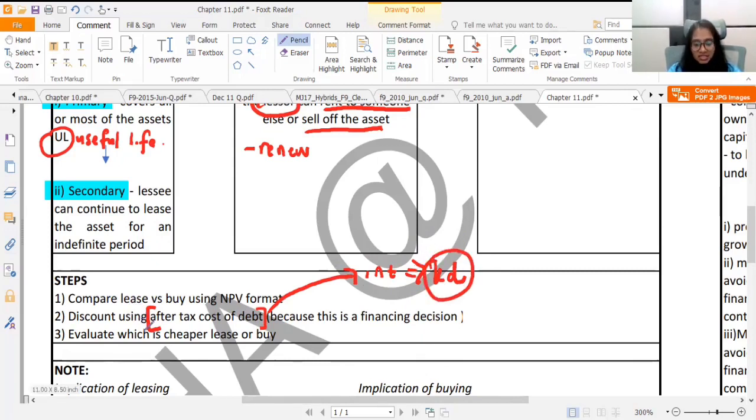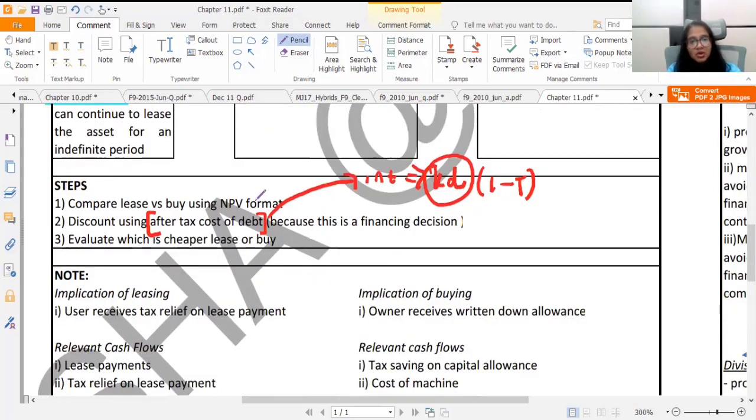So what happens is that you will now need to use Kd(1 minus T) as your discount factor. Why do you have to use 1 minus T? The reason you use 1 minus T is because whenever there is an interest, you will have a tax saving. So the Kd will always be reduced by the impact of debt, right?